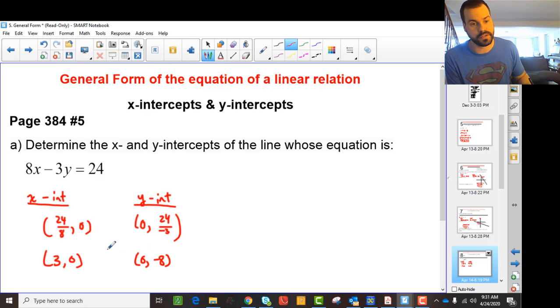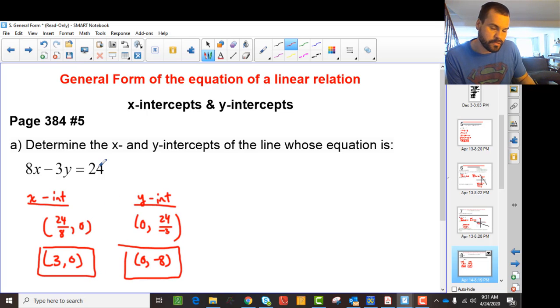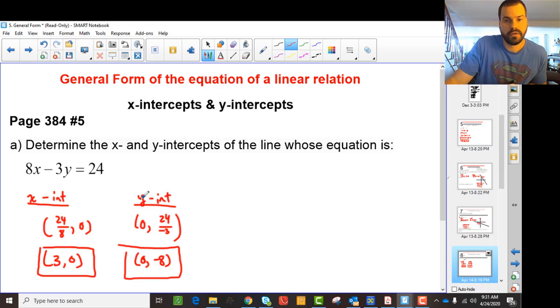So the only difference is that if the number is already over here, if C is on the other side, you just have to divide by the x and the y numbers, or the coefficients. You don't have to change the sign. Okay?